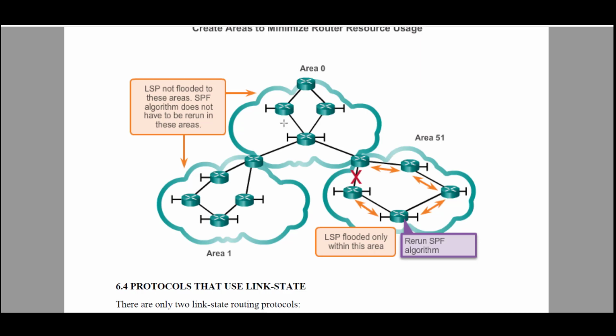So in total there are 3 different areas available: area 0, area 1, area 51. So you can communicate from one area to another area. We can communicate. This is called multiple area.